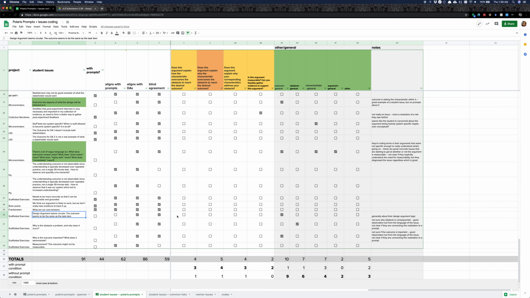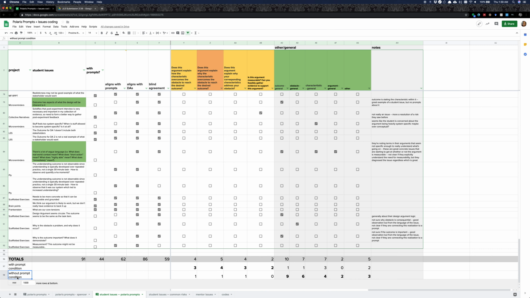It makes sense that we would see a lot more issues in this other general space, not related to the prompts, in the setting where students were not using the prompts. So that makes sense, that aligns.